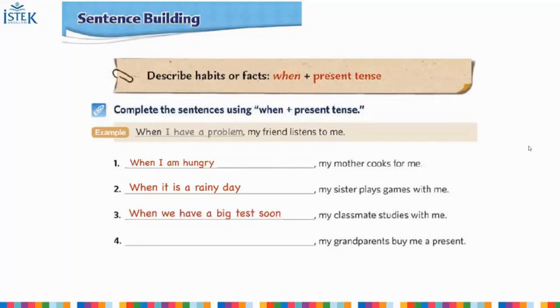Number three, when we have a big test soon, my classmate studies with me. And number four, when it is my birthday, my grandparents buy me a present. You can write more sentences using when plus present tense to practice. Don't forget about correct punctuation.